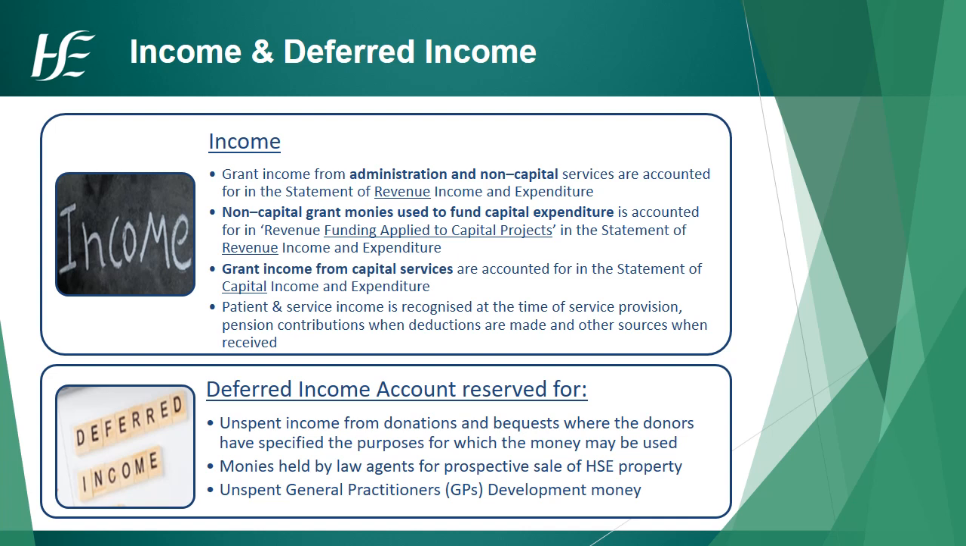Deferred income account is reserved for unspent donations and bequests to the HSE where donors have specified the purpose of use; monies held by law agents in respect of prospective sale of HSE-owned property; purchase deposits where the title has not yet been transferred; and unspent general practitioner development money. This relates to the Northwest only, as they are the only area to receive GP development money in advance.